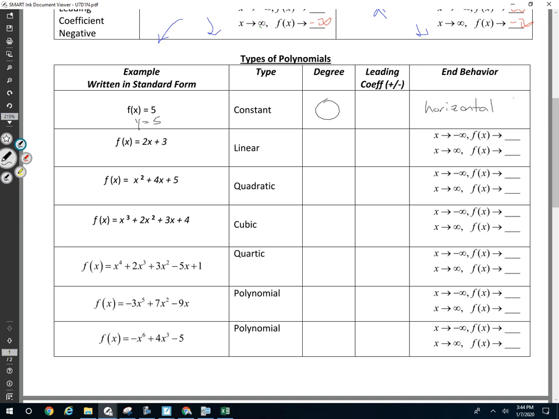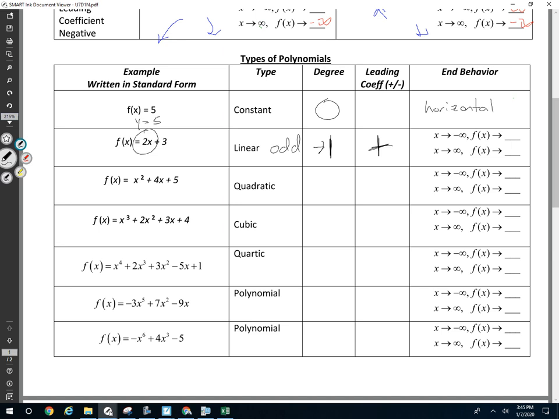But now we're getting into polynomials. 2x plus 3. We would say, okay, 2x, that's the highest degree term. It's got a degree of 1. Its leading coefficient, 2, is positive. 1, odd or even, Mr. Black? Odd.